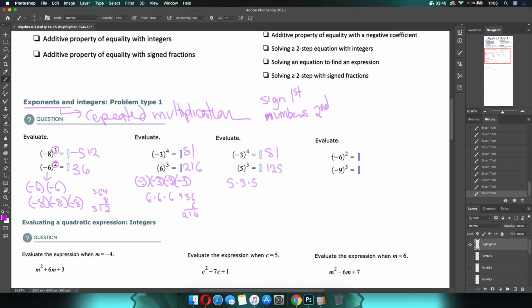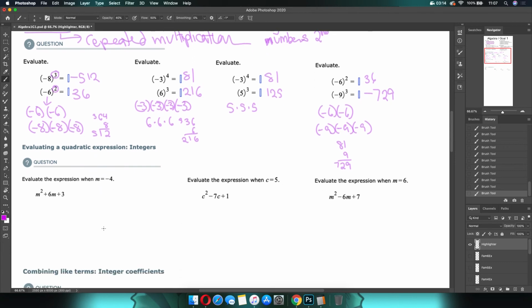Negative 6 squared is negative 6 times negative 6. Negative times a negative is a positive. 6 times 6 is 36. Now, negative 9 cubed, that's negative 9 times negative 9 times negative 9. Negative times a negative is a positive. Positive times a negative is a negative. 9 times 9 is 81, and what is 81 times 9? 729. There we go.